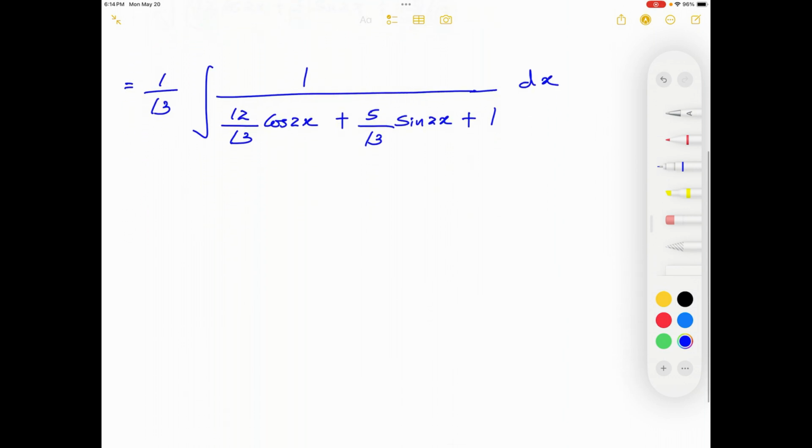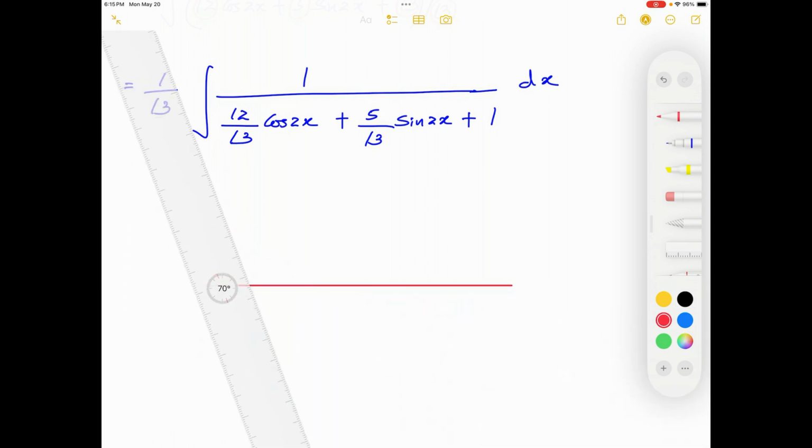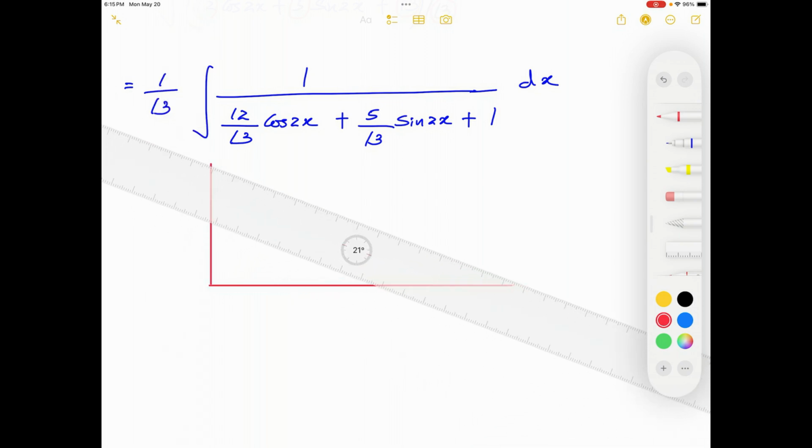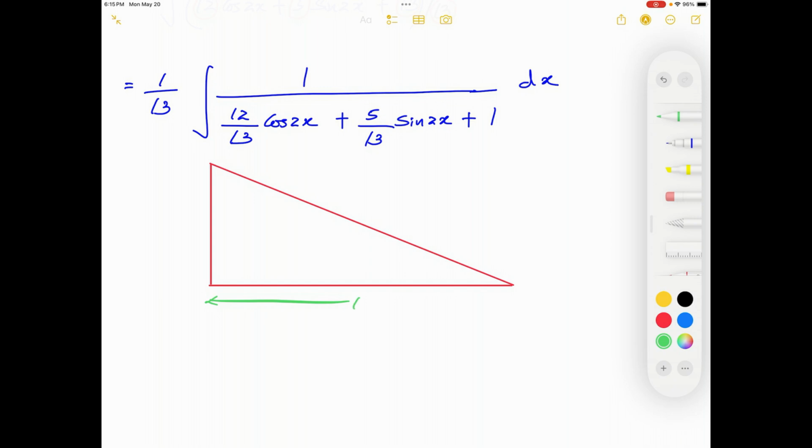Alright, now I'm going to do a special construction. In fact, I'm going to draw a right triangle. The right triangle has one side whose length is equal to 12 and the other side whose length is equal to 5. In that case, we know that the hypotenuse should be equal to 13. Let me assume that this side is equal to 12, maybe 12 inches. Let me assume that this side is equal to 5, maybe 5 inches. In that case, I know that the hypotenuse should be equal to the square root of 5 squared plus 12 squared, which is equal to 13.